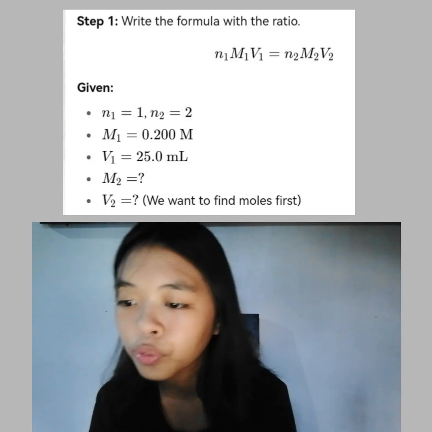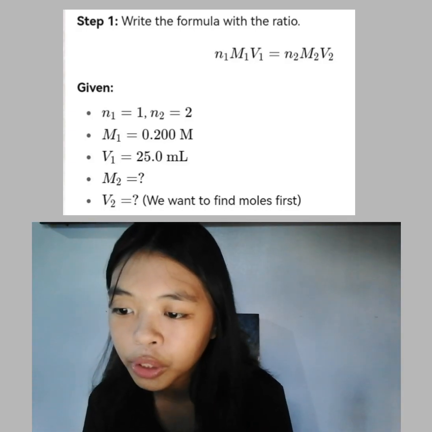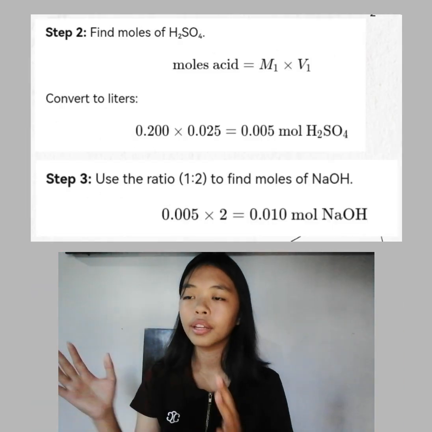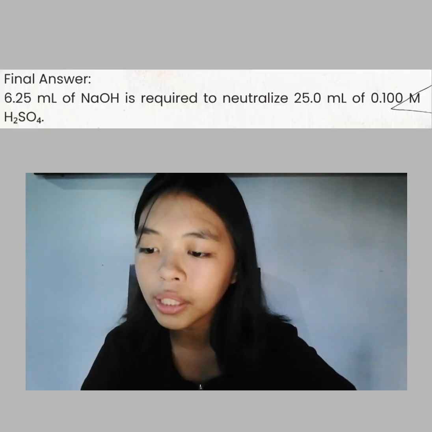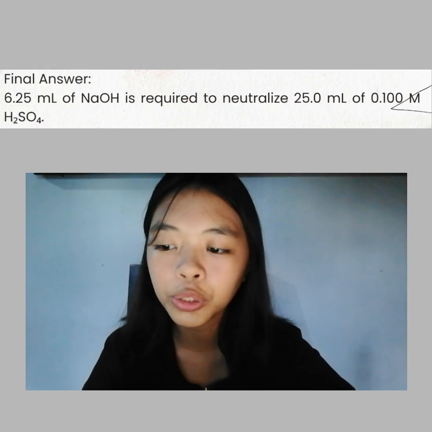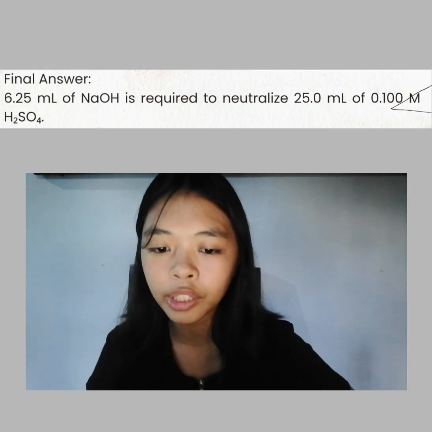We are looking for V2. Yes, that is the variable that we are looking for, so therefore that is the variable we are going to isolate. After substituting and isolating V2, the final answer is 6.25 milliliters of sodium hydroxide is needed to neutralize 25 milliliters of sulfuric acid.